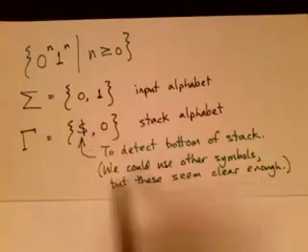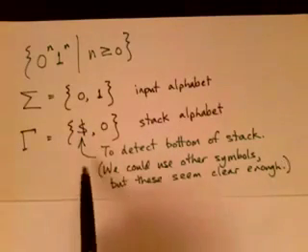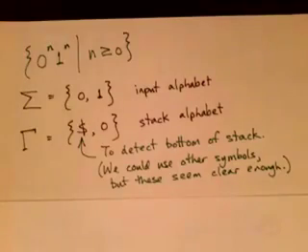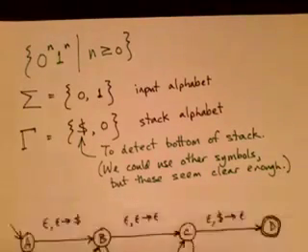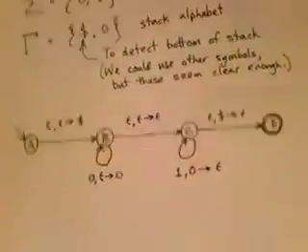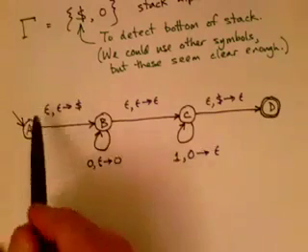Okay, we could use some other symbol, possibly even a 1, but the $ sign seems to be the clearest thing to choose. And we could use another symbol here for 0, but it seems that 0 is probably the clearest. So here's our machine to recognize this. And let's look at how it works.